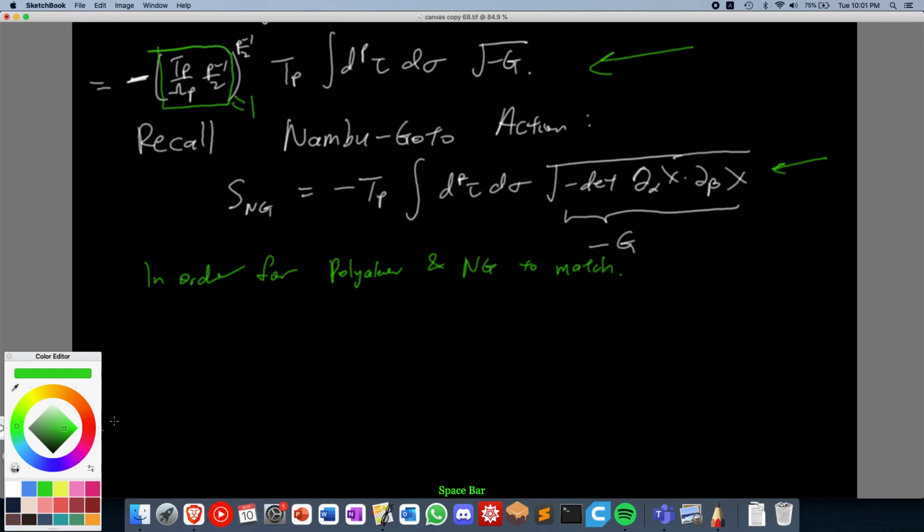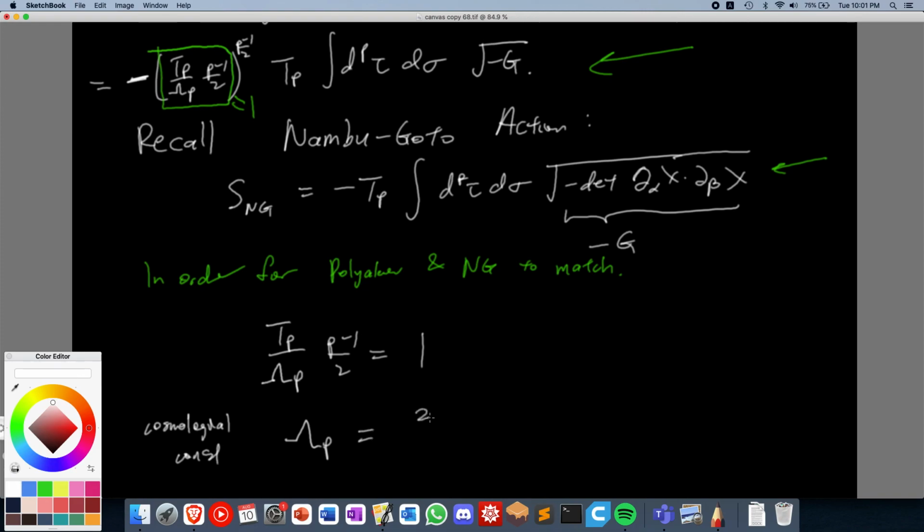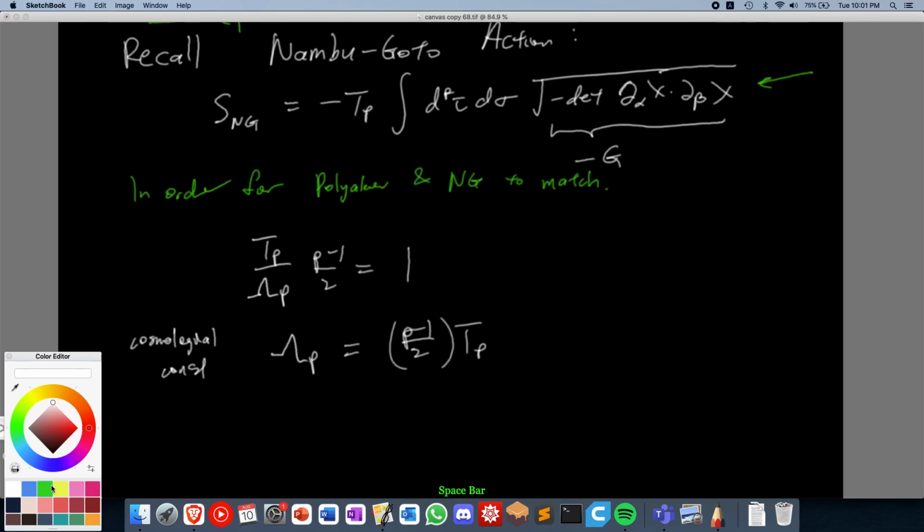So we then have Tp over lambda p times (p minus 1)/2 equals 1, and that means that lambda p, the cosmological constant, must be equal to (p minus 1)/2 Tp. And this, my friend, is how we have arrived at the answer for the cosmological constant.